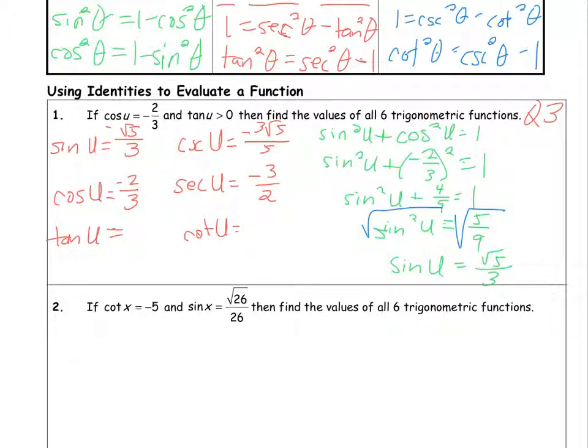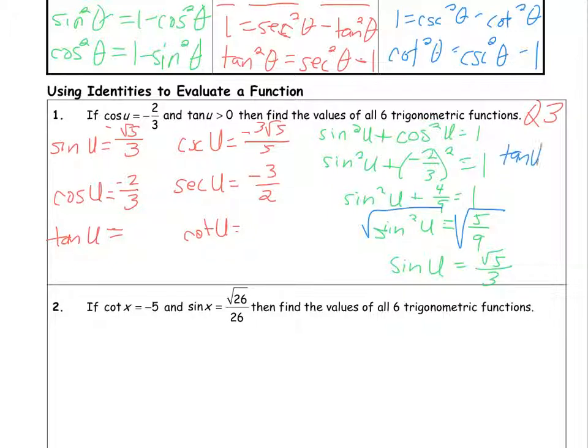Still don't have tangent, still don't have cotangent. But I do know that tangent of u is equal to the ratio of sine u over cosine u, right? So I'm going to say, all right, cool. Tangent of u equals sine u. You know what? Hold on a second. I'm going to rewrite this. I'm not leaving myself quite enough space.